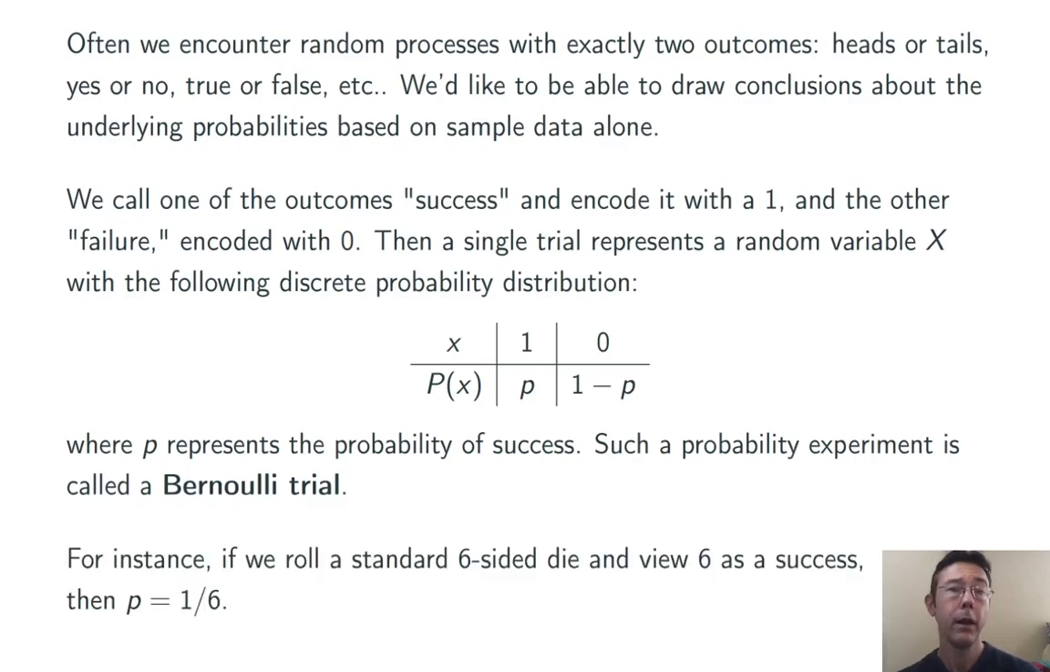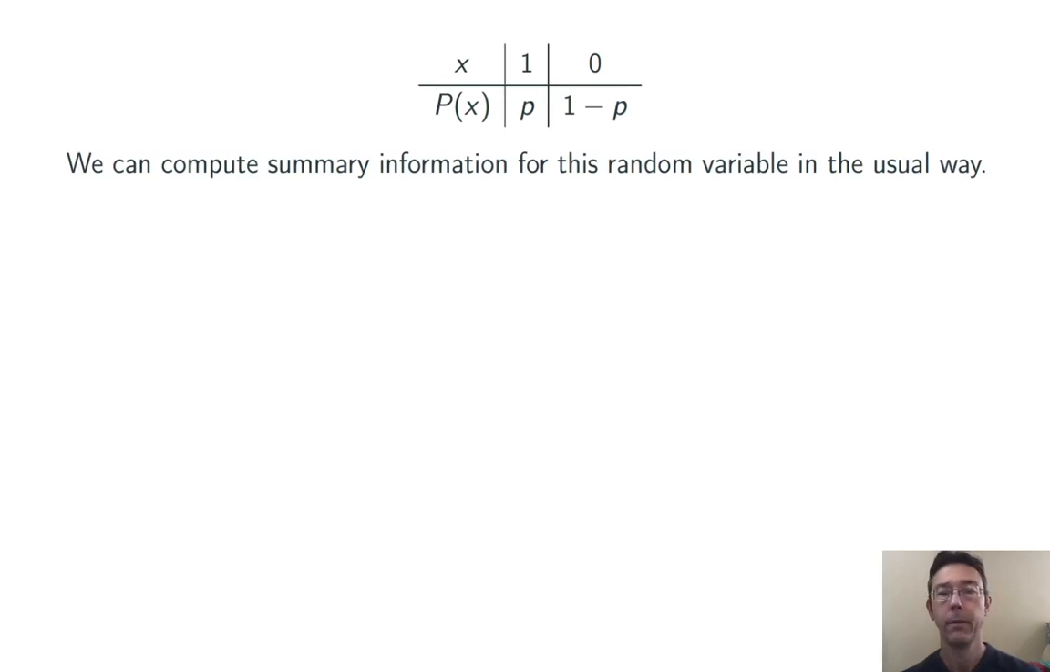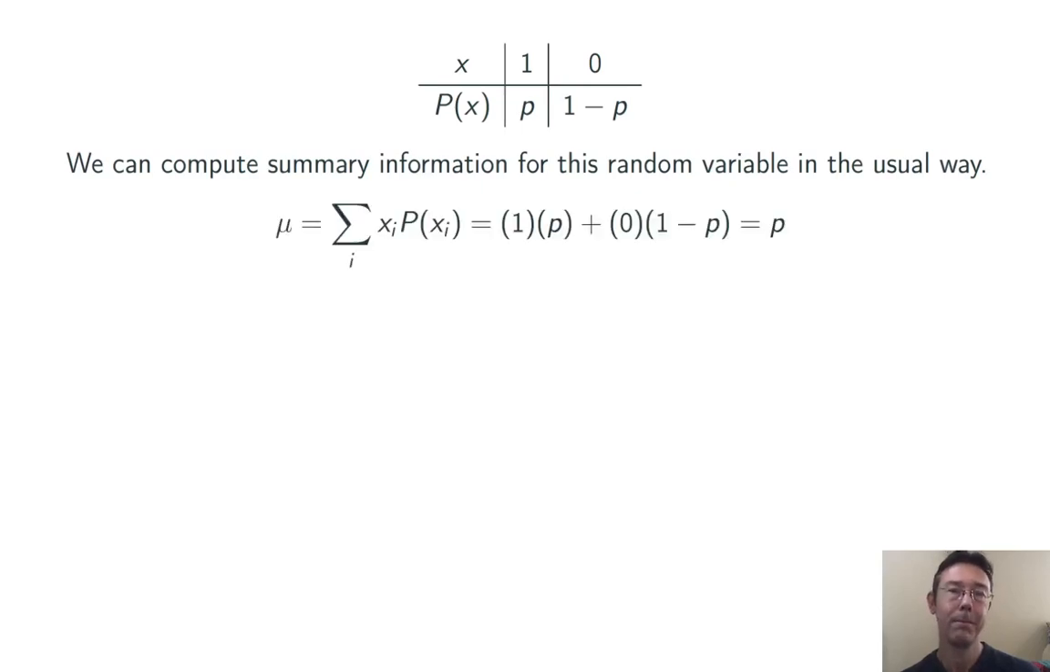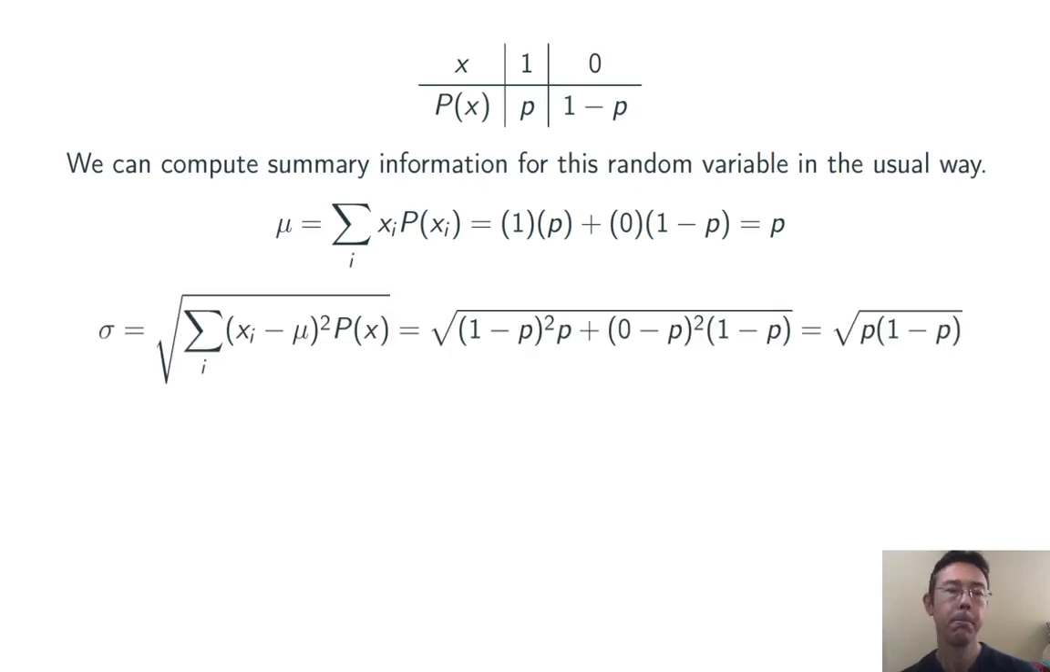For instance, if you roll a standard 6-sided die and consider a 6 to be a success, you have a Bernoulli trial with p equals 1/6. We can compute summary information for this kind of random variable just in the usual way. The mean, or expected value, is the sum of all the possible values of the random variable weighted by their respective probabilities. For a Bernoulli trial, the mean is p.